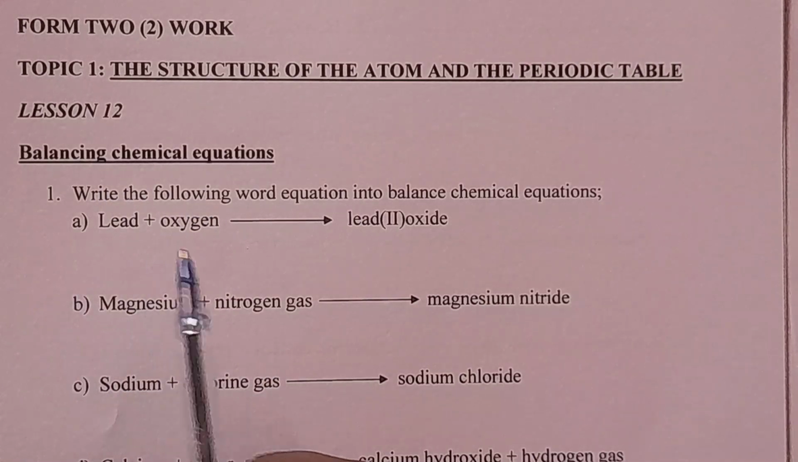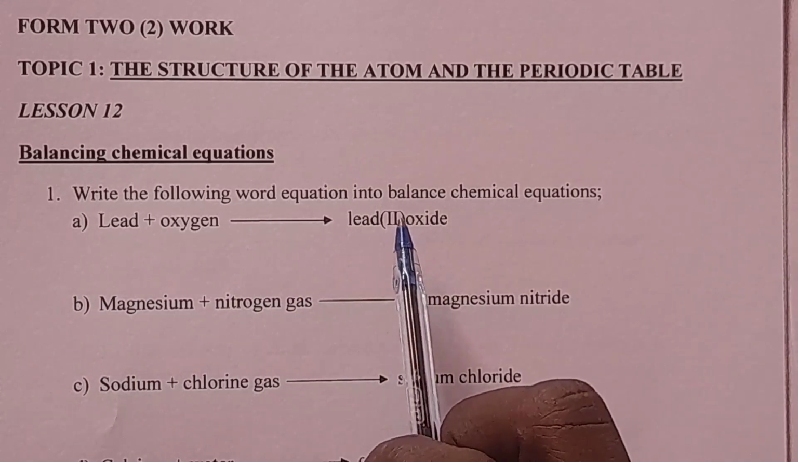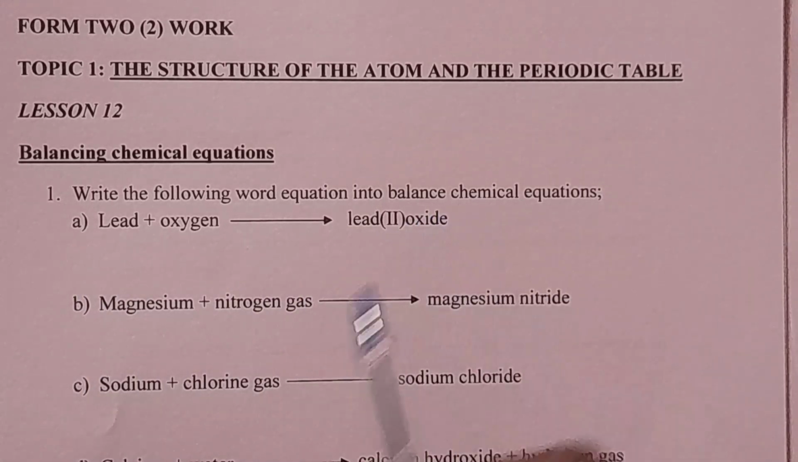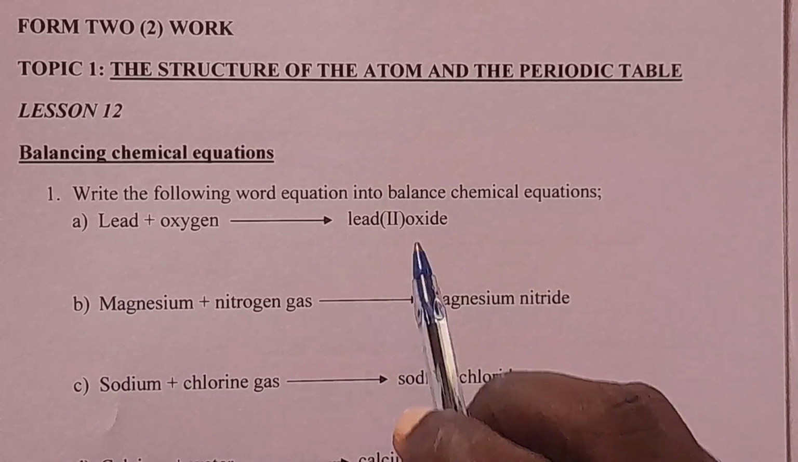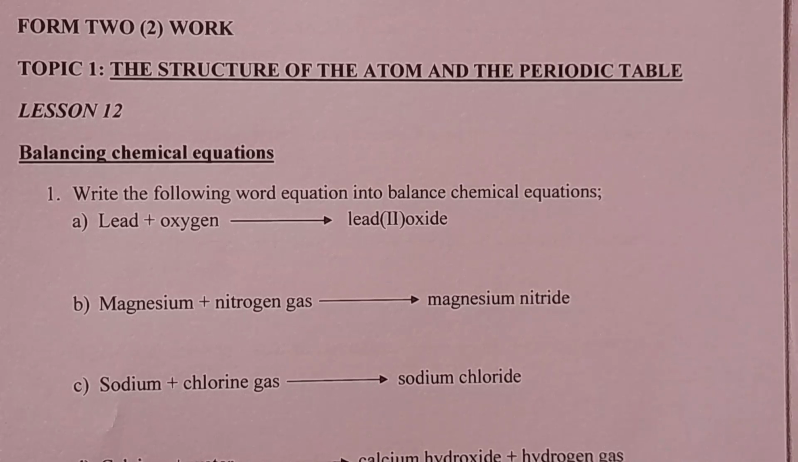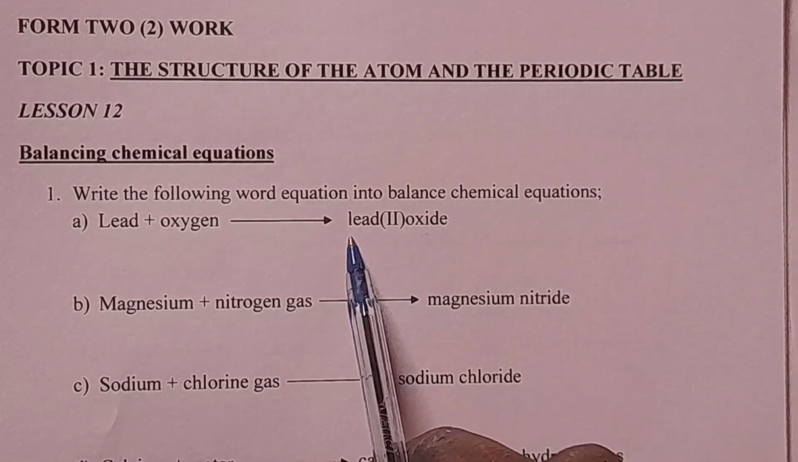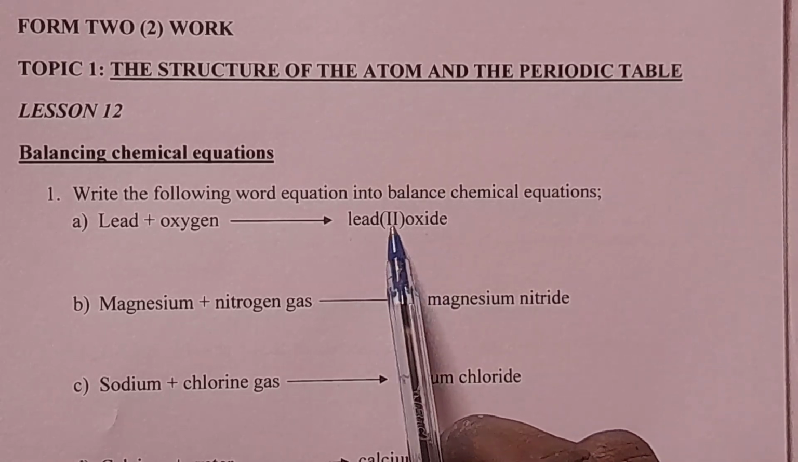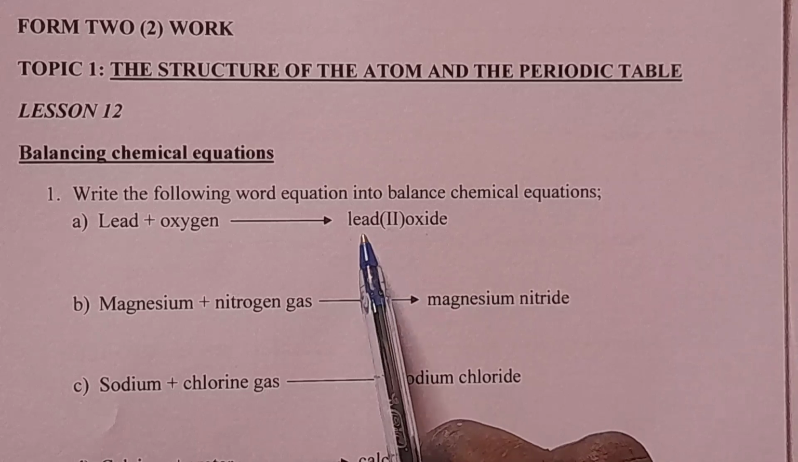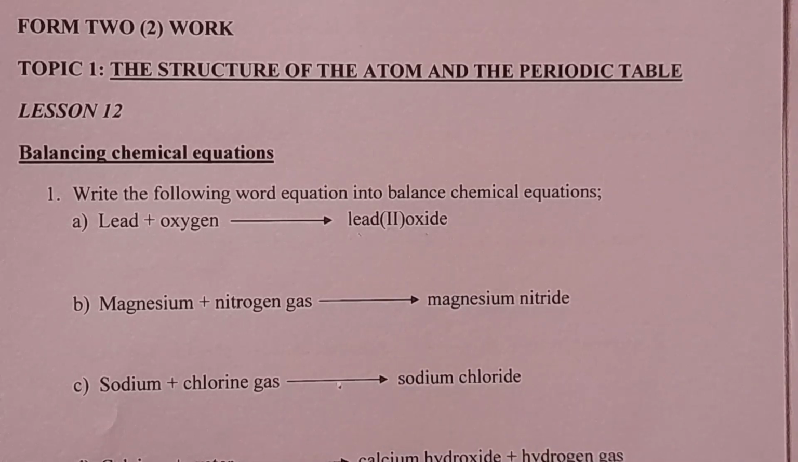We are told to write the following word equations into balanced chemical equations. So we are given a word equation. We have lead plus oxygen, and we are going to get lead 2 oxide. Remember, lead is one of the elements that have variable valences. We have lead 2 and lead 4. If you come across a compound like this, lead 2 oxide, lead is the one having this 2, so this will be the valence of this lead. Okay, we know oxygen has a valence of 2.